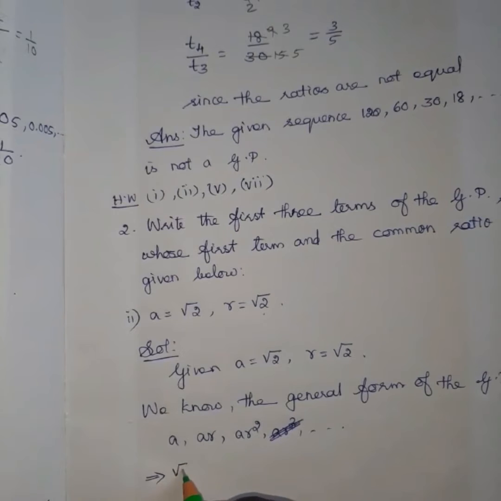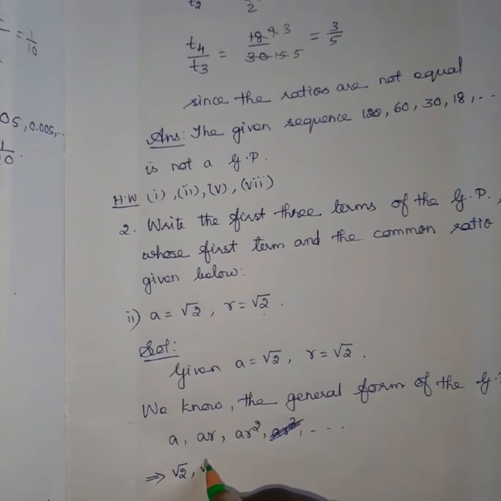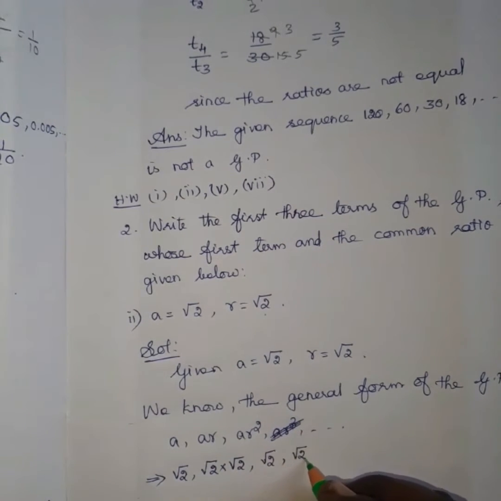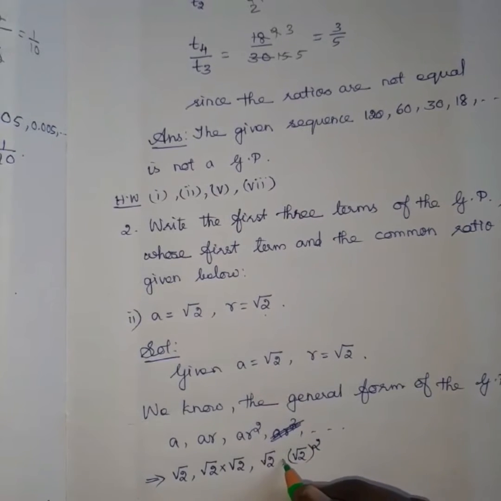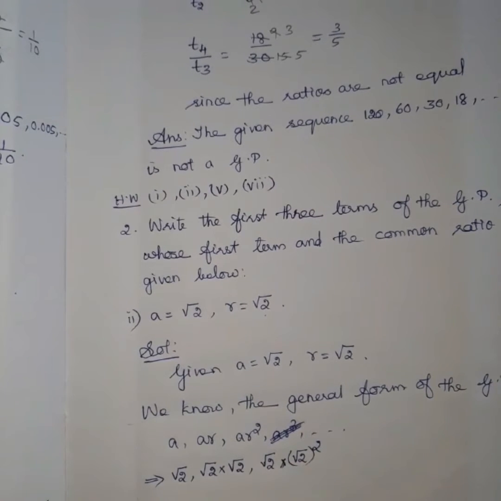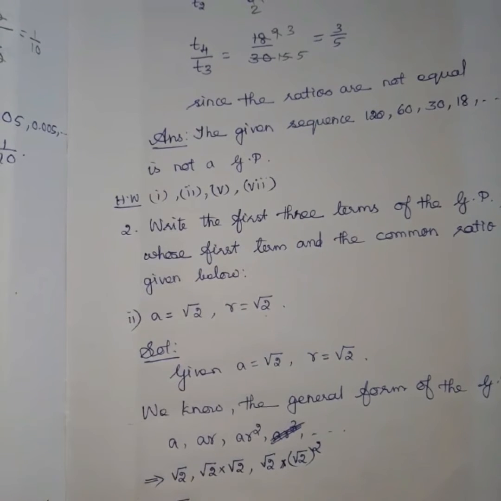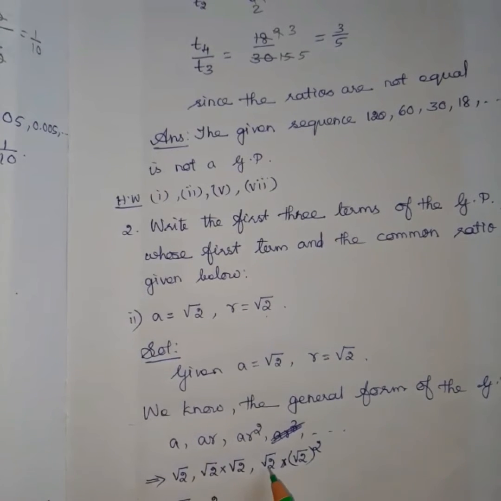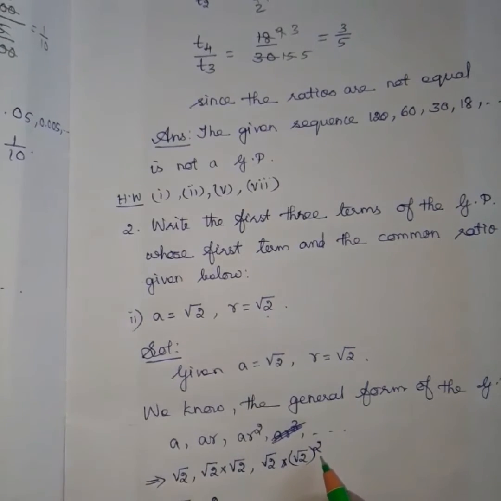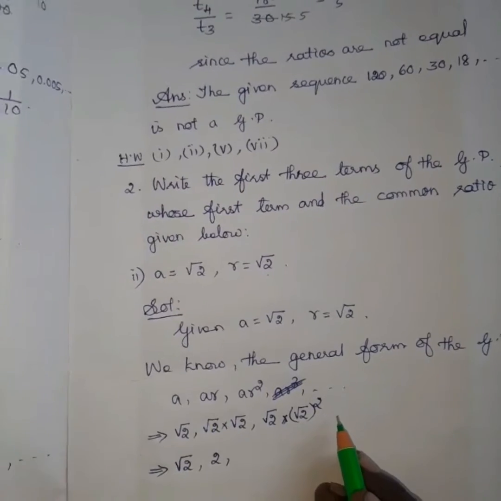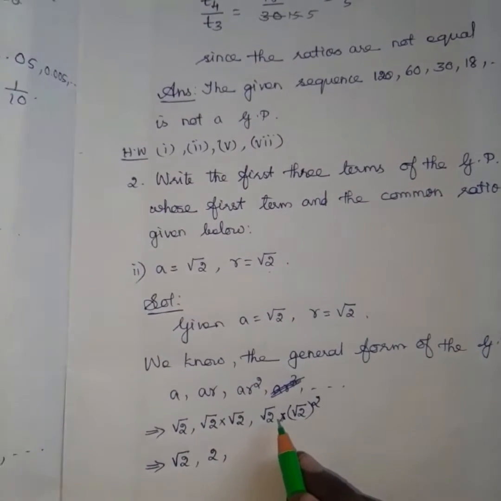A is √2. Then AR is √2 into the R value, again √2. Then the third term is A, which is √2, and R squared, √2 the whole squared. Sorry, this is multiplication. Okay, how to write? The first term has no change, √2. √2 into √2 is 2. Now √2 into √2 the whole squared. Actually √2 the whole squared is √2 into √2, that is 2. So 2 into √2.